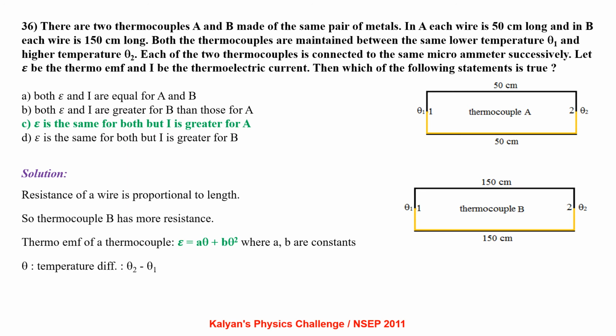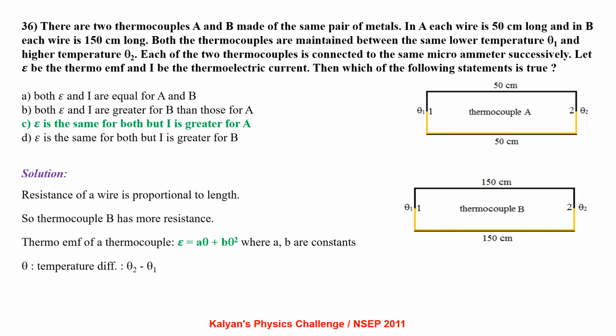Both E and I are equal for A and B. Both E and I are greater for B than those of A. E is same for both but I is greater for A. E is same for both but I is greater for B.